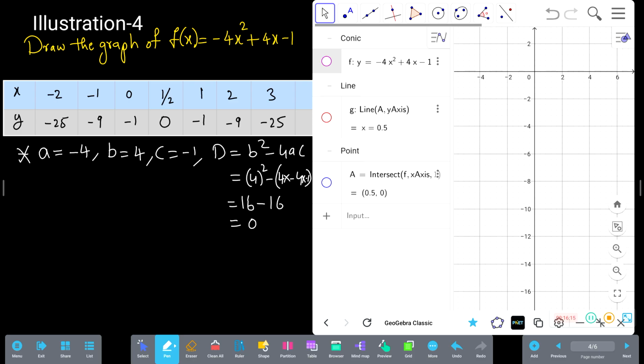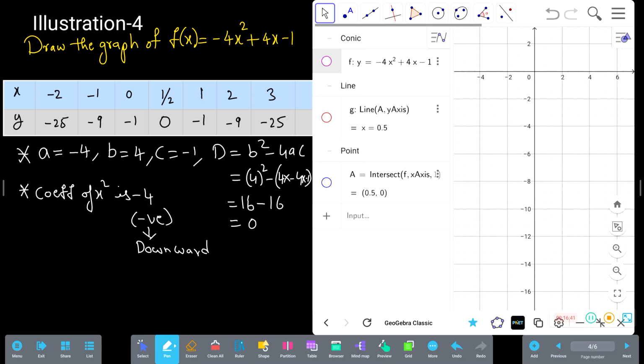So now if we observe carefully, this value of a is nothing but the coefficient of x square. So the coefficient of x square is minus 4. This is what? A negative value. So negative value means the graph will be looking downwards.